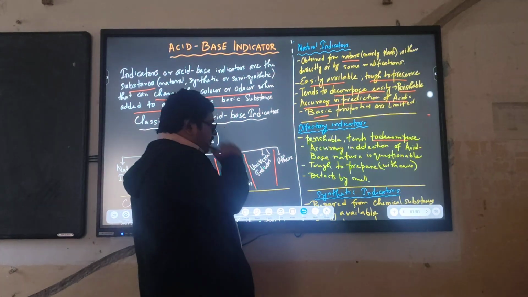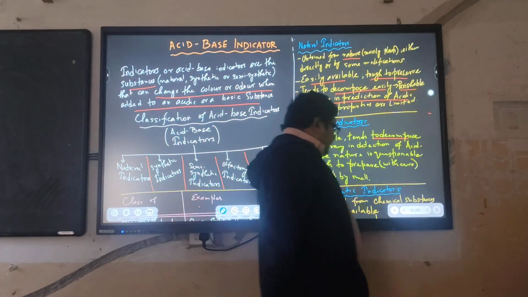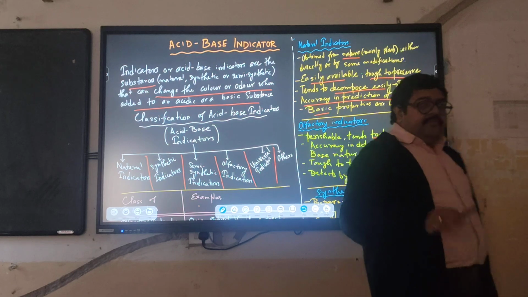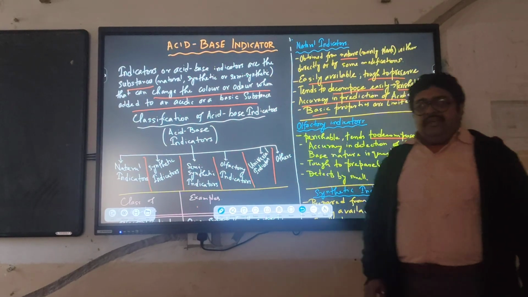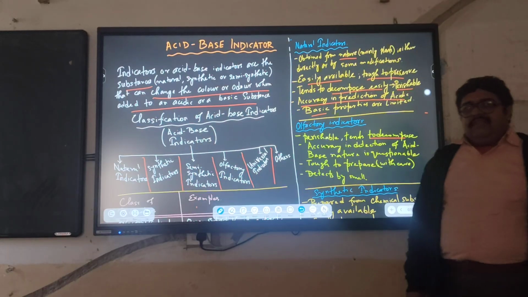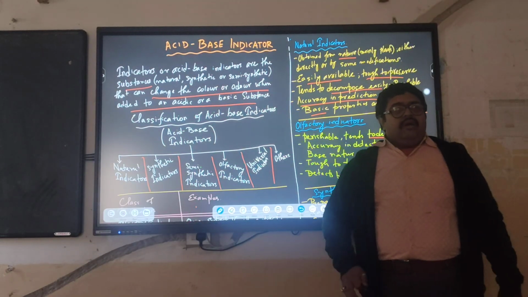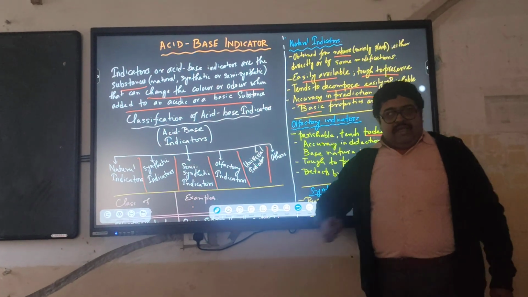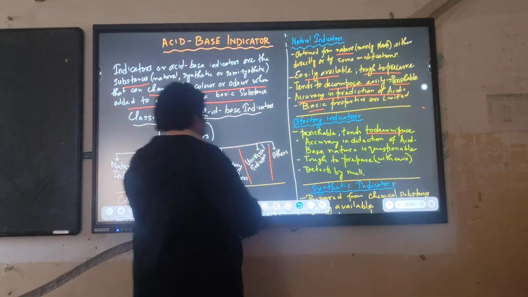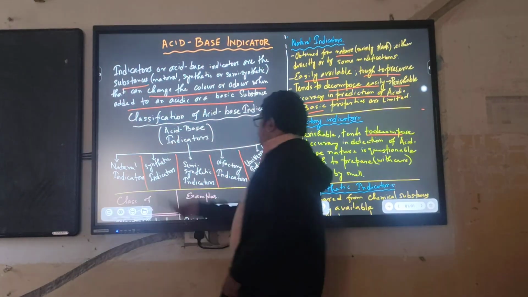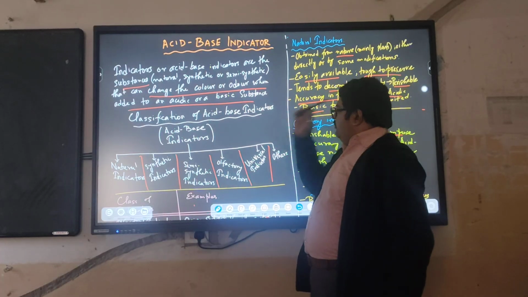Now coming to the synthetic one, these synthetic indicators are easily available. They are chemically prepared, that means they are man-made and prepared in the lab, and their precision and accuracy is very, very high. That means they have a high range of access. So this is the definition. You can record it for the sake of your studies.